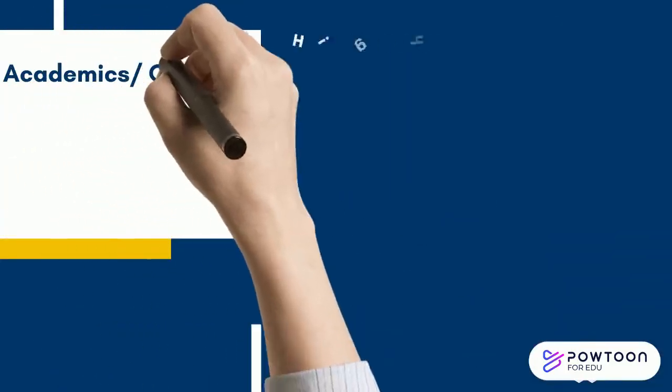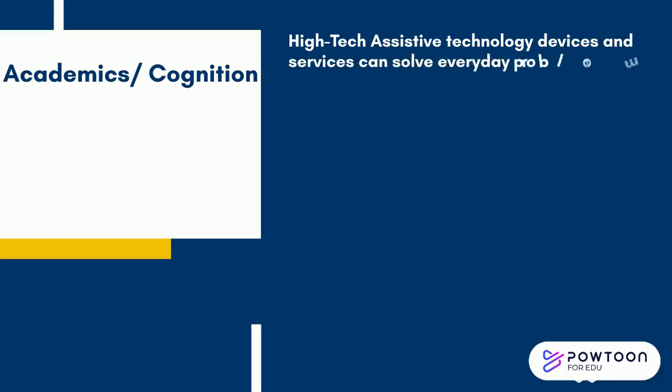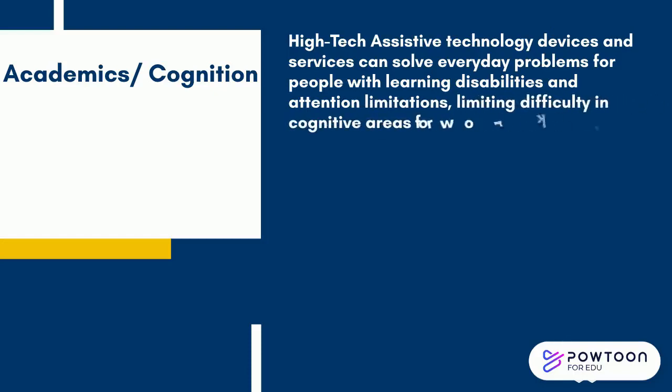Assistive technology for academics and cognition. High-tech assistive technology devices and services can solve everyday problems for people with learning disabilities and attention limitations, limiting difficulty in cognitive areas for work, school, and home, while helping students learn more effectively.